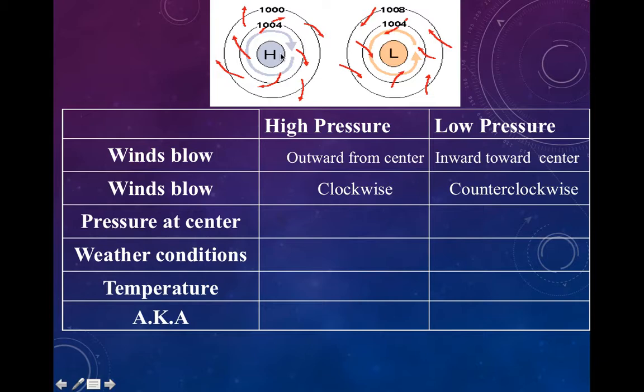And if you take a look, sometimes they'll draw the arrows like this. You see how these arrows are going clockwise, but away from the H? So this is clockwise and outward from the center. And in a low, counterclockwise. See how the arrows are going against the clock, but they are also pointing into the center.